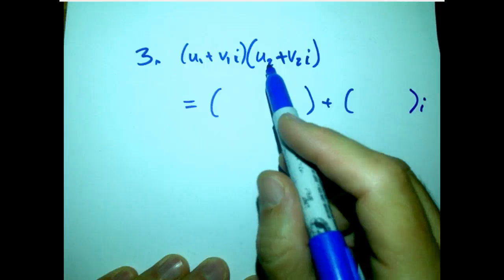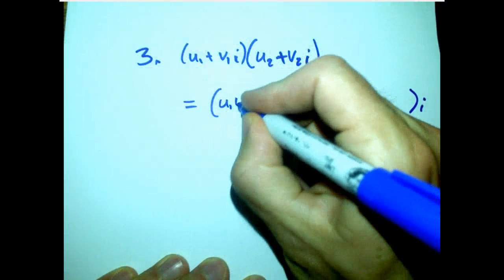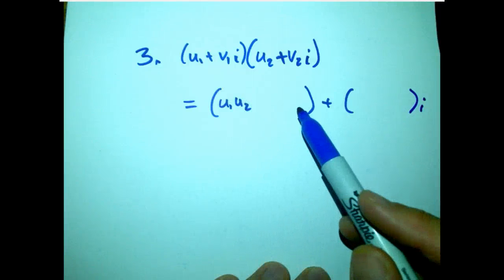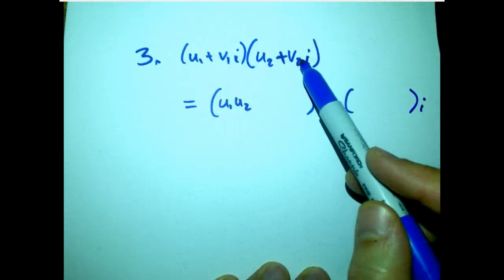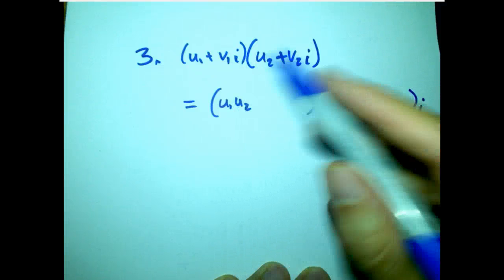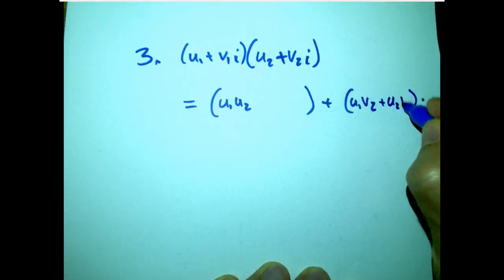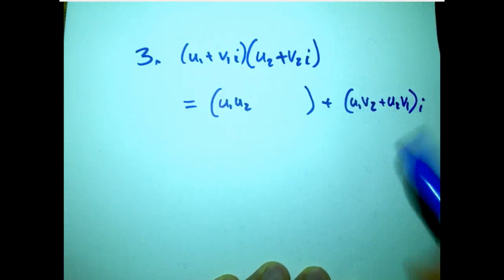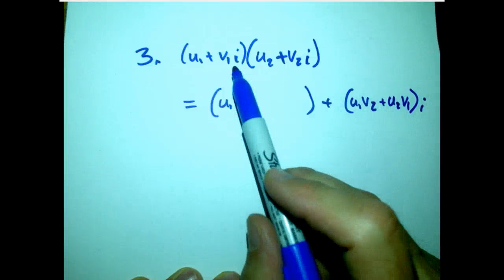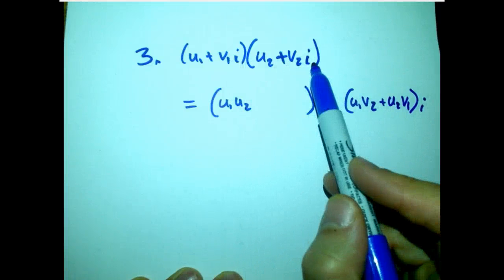So, u1 u2, well, that doesn't have any i's in it, so that definitely goes here. Not sure if you see any other reals, but let's leave a space. u1 v2, that's got an i, so I'll factor it out, plus u2 v1, and notice I'm not worrying about which way I write them because, of course, multiplication of real numbers is commutative. And then v1 v2 times i.